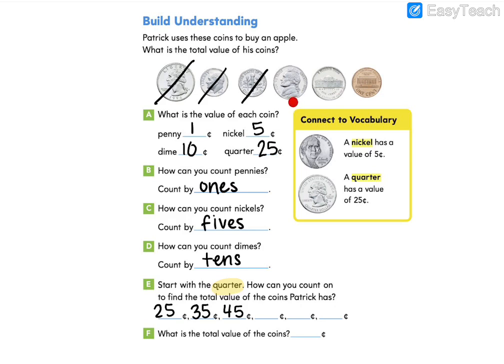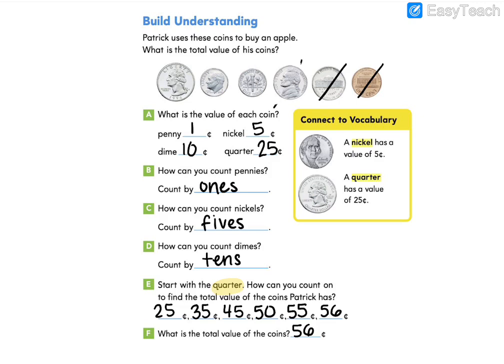Then I have a nickel. A nickel's worth 5 cents. So I need to think about, if I were counting by fives, 45, 50. I have another nickel. 45, 50, 55. And finally, I have just a penny left. So 1 more than 55 is 56. So let's answer. What's the total value of our coins? 56 cents.